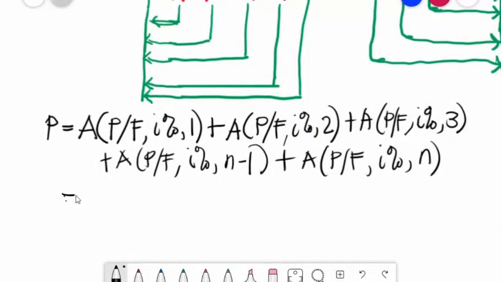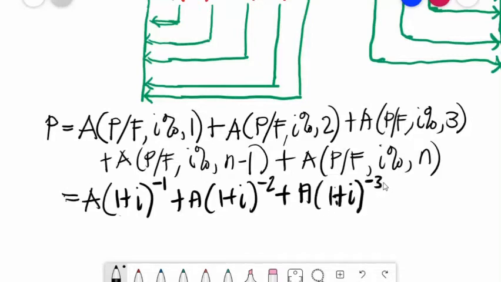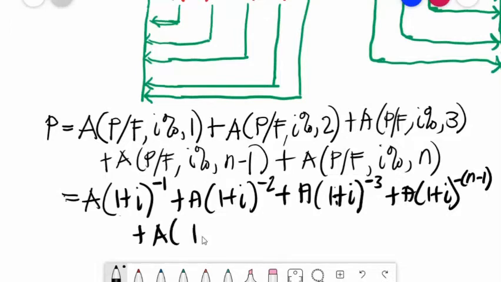It is equal to A multiplied by 1 plus I raised to negative 1, plus A times 1 plus I raised to negative 2, plus A times 1 plus I raised to negative 3, plus A times 1 plus I raised to negative N minus 1, plus A times 1 plus I raised to negative N.